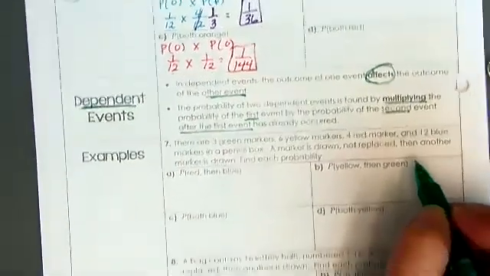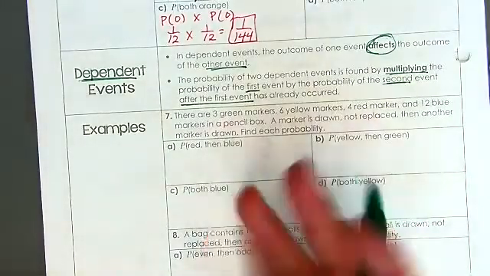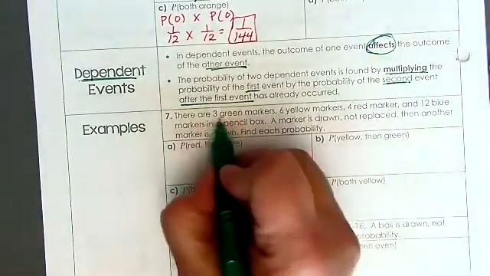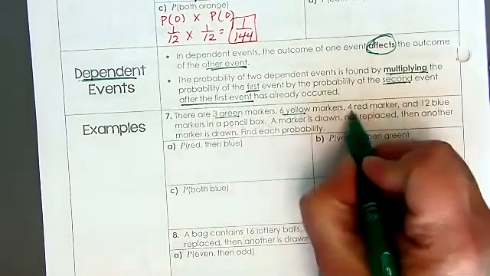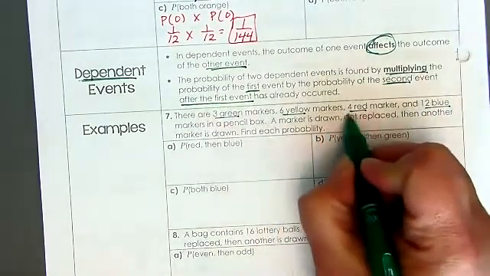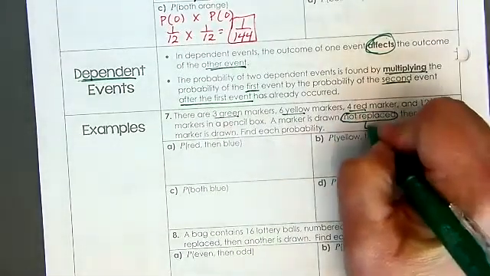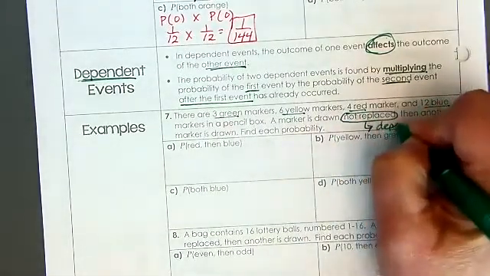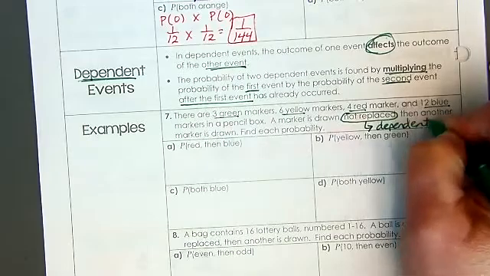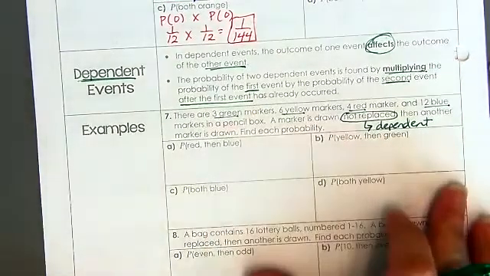So let's see, what does that look like? All right, so we're talking about another bag of markers, or this is a pencil box. So we have our 3 green markers, 6 yellow markers, 4 red, 12 blue. A marker is drawn and not replaced, okay? When it is not replaced, this means it is a dependent event because the second one depends on the first. Because once I take that marker out, it's used. It does not go back in this scenario.